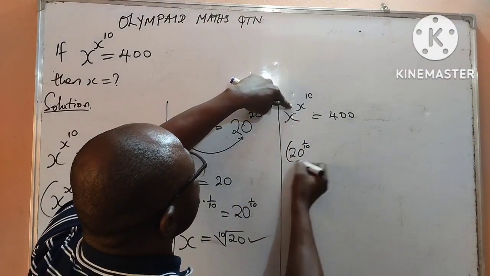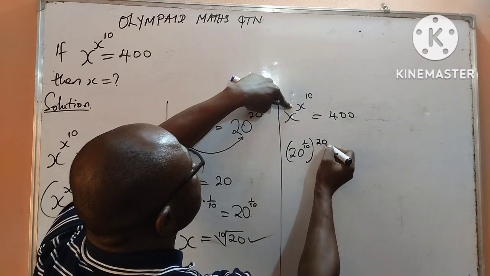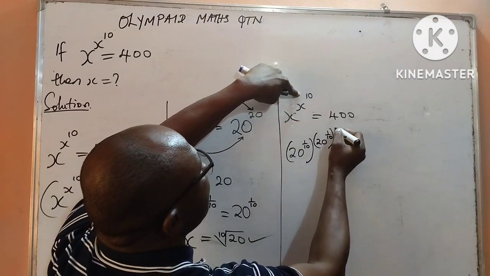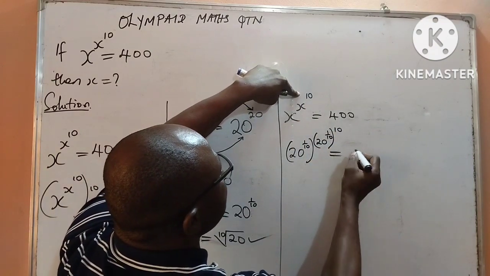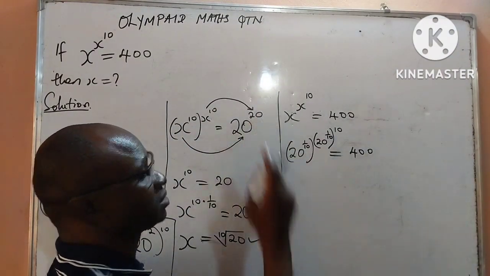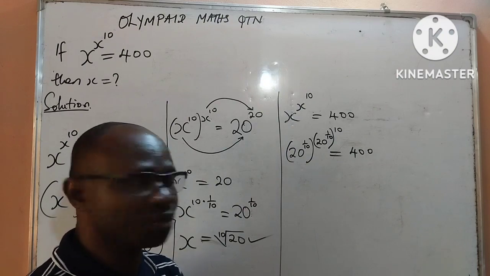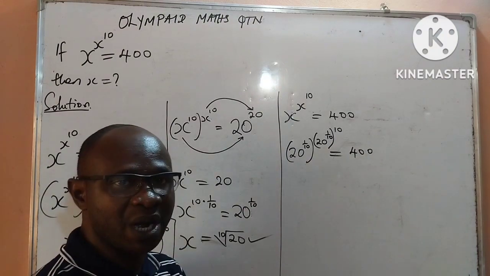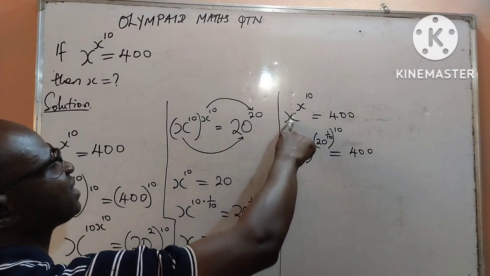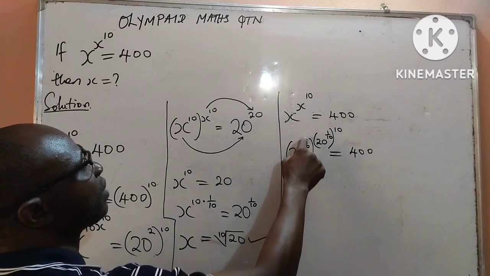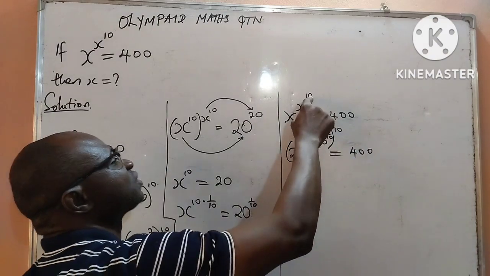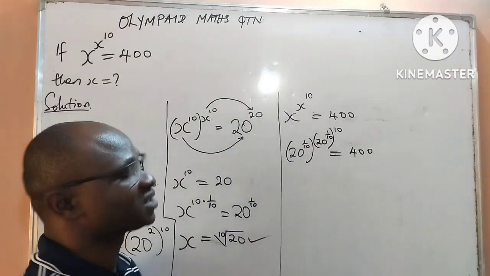Then the power also has 20 to the power of 1 over 10. Then I still have it raised to power 10. Everything here is equal to 400. Our interest is that after evaluating the left hand side, the answer we will get will be the same as what we have on the right hand side, which is 400. And what have we done? We have replaced the value of x, which is 20 to the power 1 over 10, then raised to power 10. That is this 10.